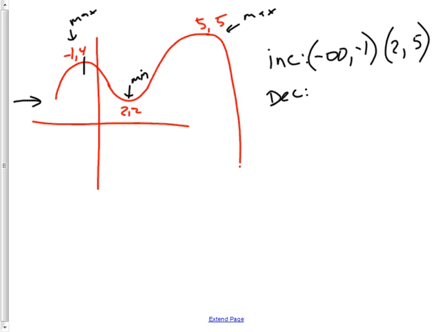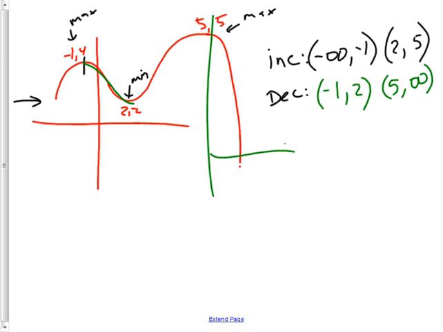Dec. And it's decreasing from here to here. And remember, it's the x numbers of it. So negative 1 to 2. And then it's also decreasing from 5 to infinity. From here, forever that way. Okay? That's how you do that kind.